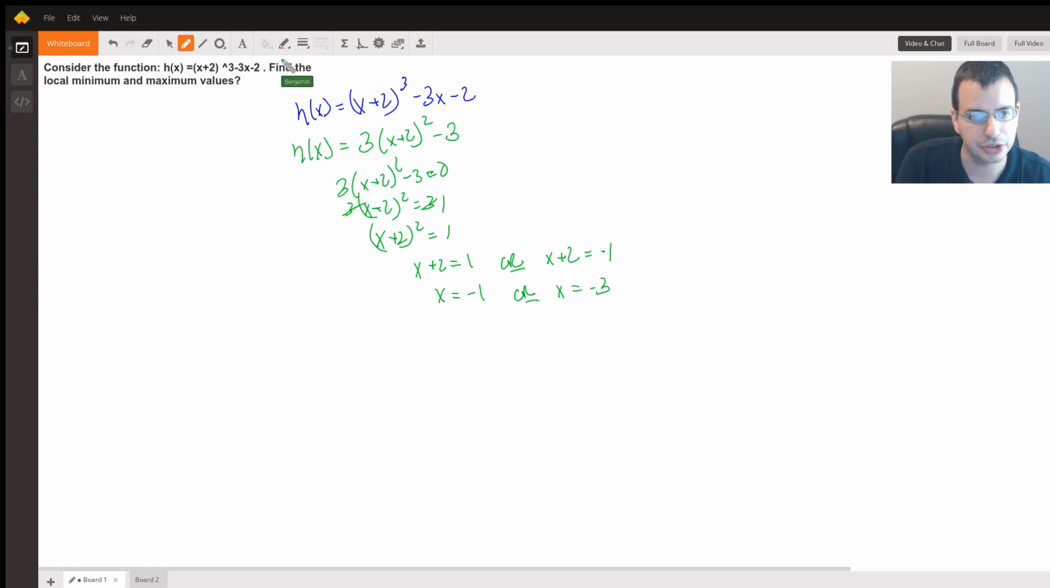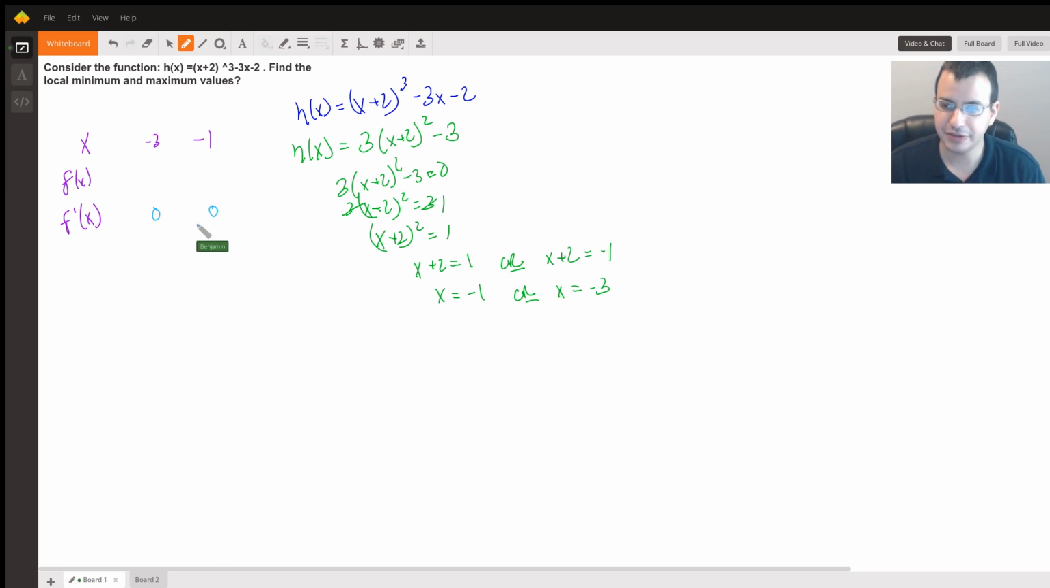I enjoy tables. Nothing against chairs, just prefer tables. So we have some critical points here. I'm going to draw up negative 3, negative 1. We have an f of x, which is something, but we're not particularly concerned at this point. And we know that at negative 3, when we plug that into the derivative, we get 0. Okay, so now we want to find out if these critical points are maxes or mins, or just critical points that don't have a max or min.